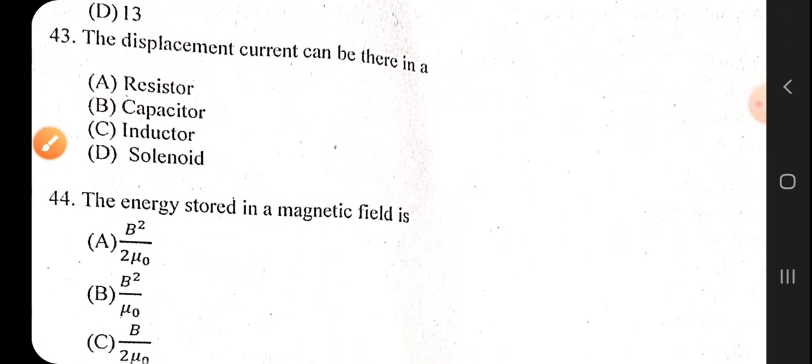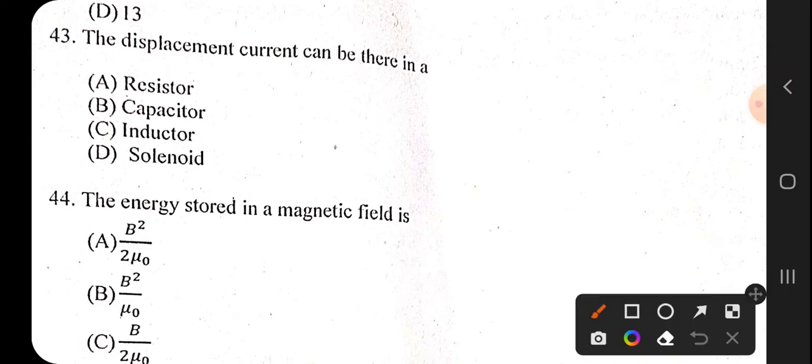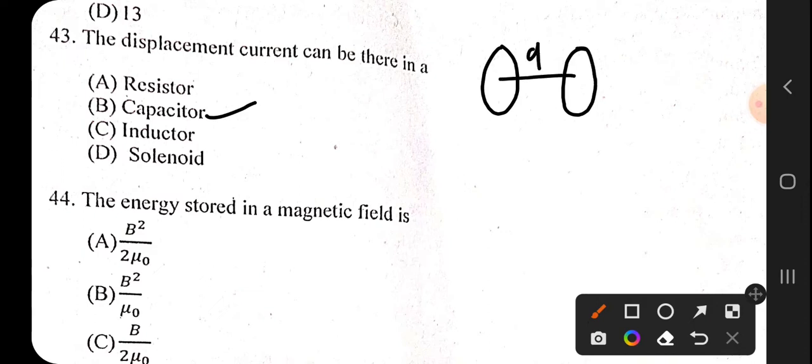Next, come to question number 43. This is about the displacement current. Always remember, displacement current is found in a capacitor. It may be a parallel plate capacitor or two circular plate capacitors maintaining a fixed distance d. Then we find some kind of displacement currents in those plates of the capacitors. So the answer will be option number C.